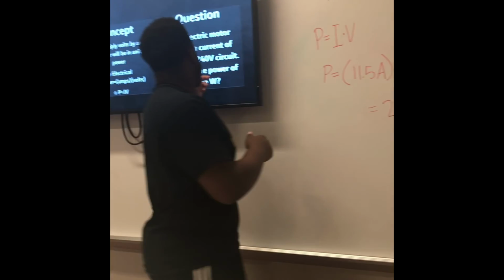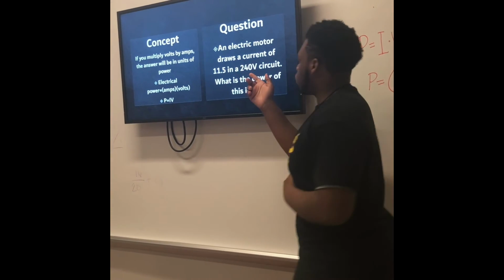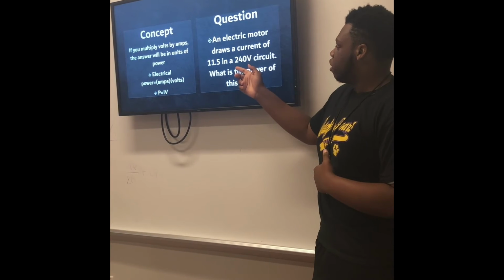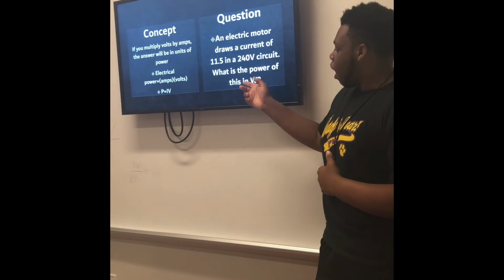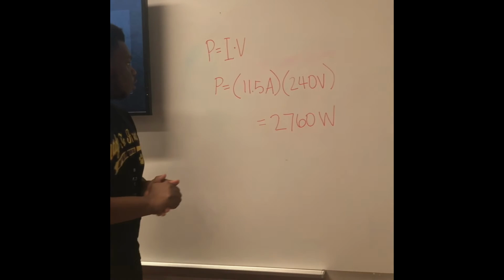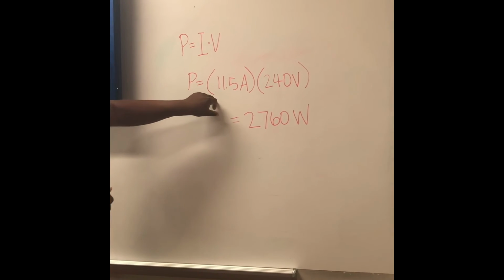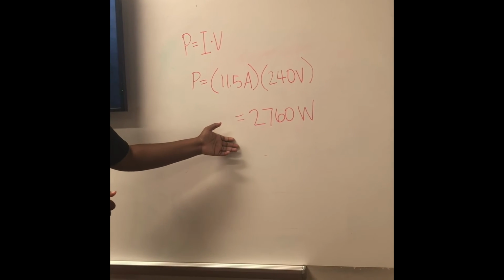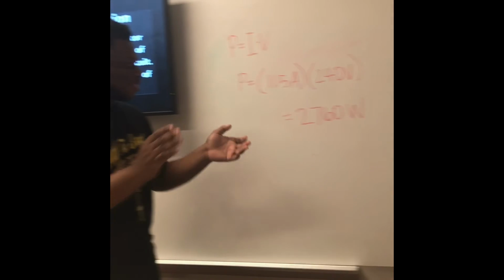So what we do for this problem for the question is: an electric motor draws a current of 11.5 amps in a 240 volt circuit. What is the power in watts? Well, if we go to our work, we do 11.5 amps times 240 volts gives us an answer of 2,760 watts.